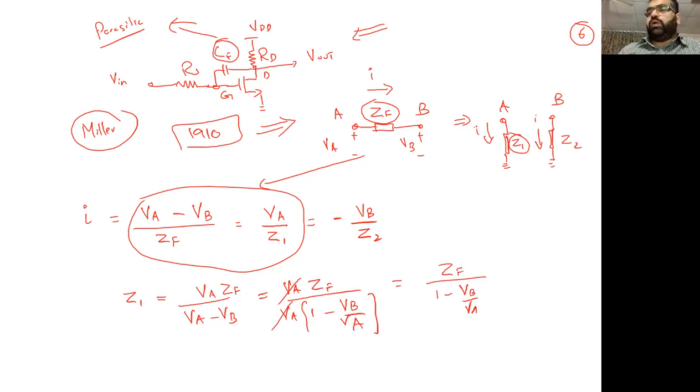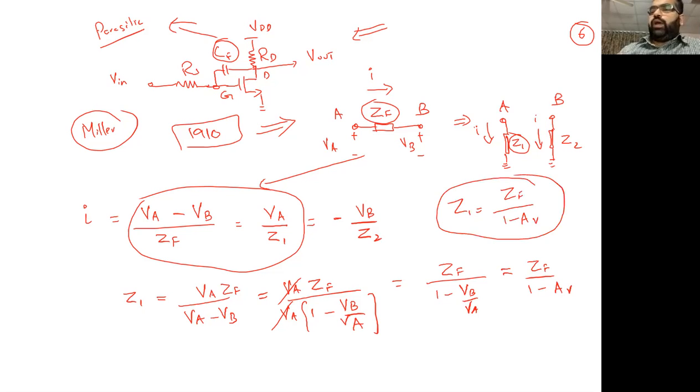If you see this scenario, what is VB by VA? It is ultimately the gain which I am getting, the voltage gain, AV, going from this point to that point. So Z1 can be simply written as ZF divided by 1 minus AV, if I know the gain. And similarly for Z2, if we plug in, it's going to be a little bit different, but the expression will be ZF divided by 1 minus 1 over AV.